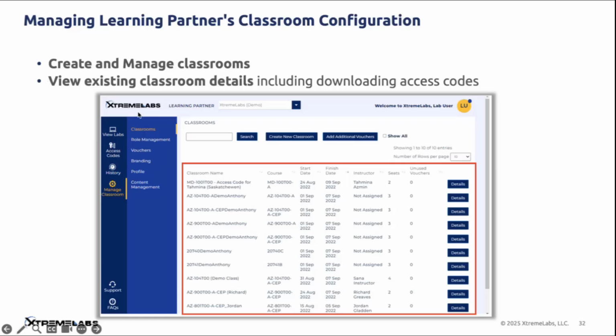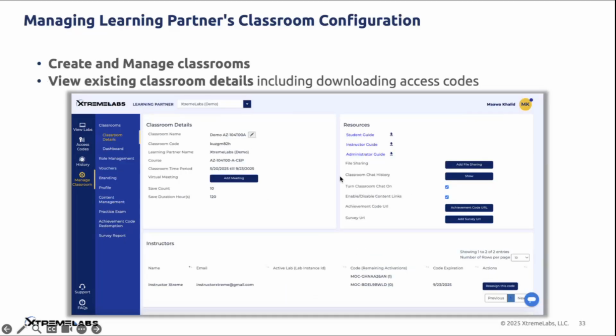So this is the classroom and classroom configuration menu, which is available to administrators and instructors. Here they will be able to view their existing classroom details. If they click on the details, they will be able to open this window where they can see the classroom details. They can edit the classroom name. They can add a link to the virtual meeting, see the duration of their class, download different resources like student guides, instructor guides, administrator guides, and then they can add different links to different external content for their students.